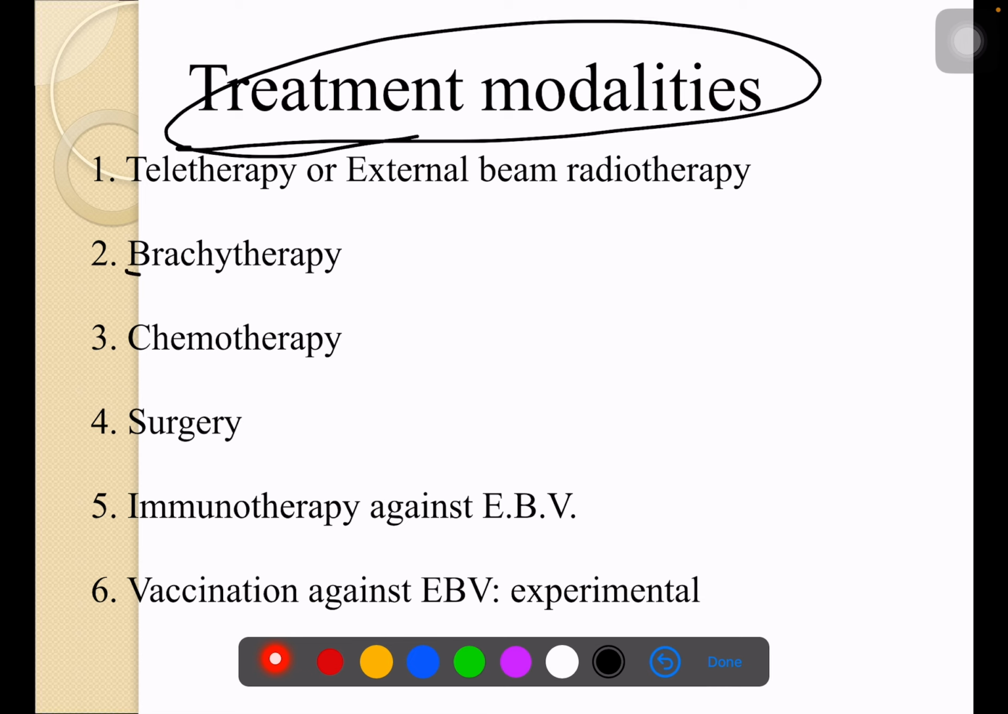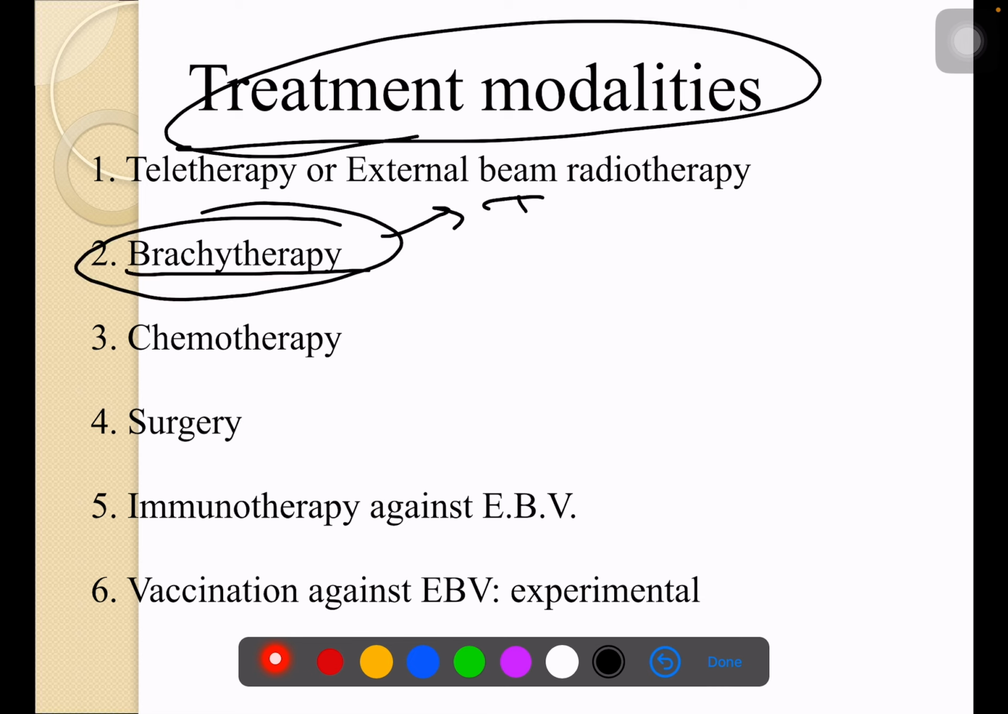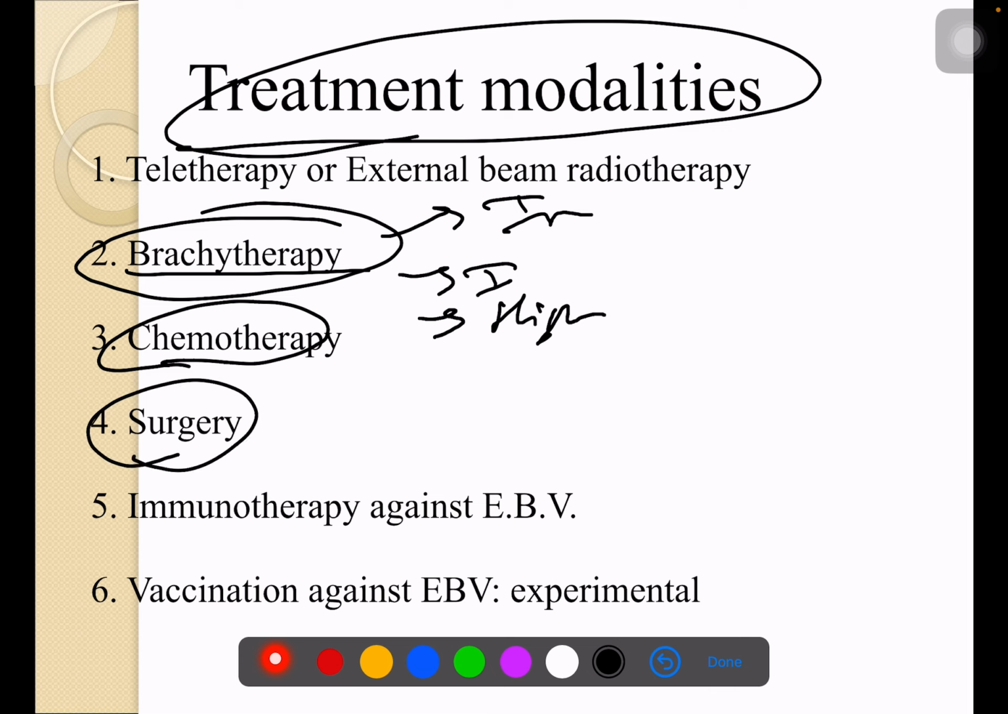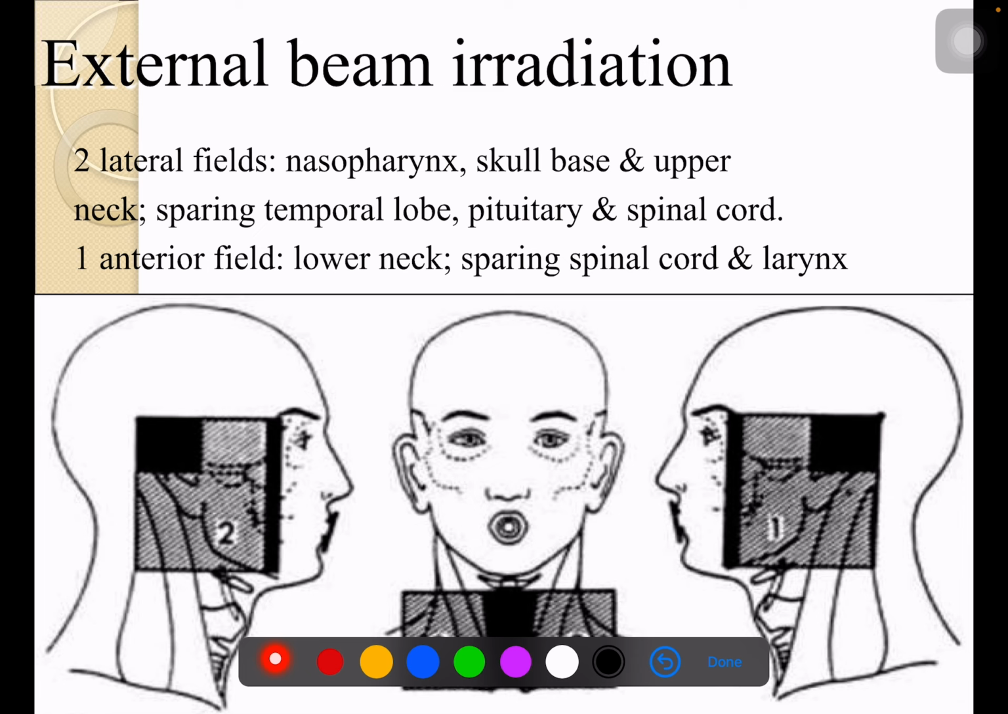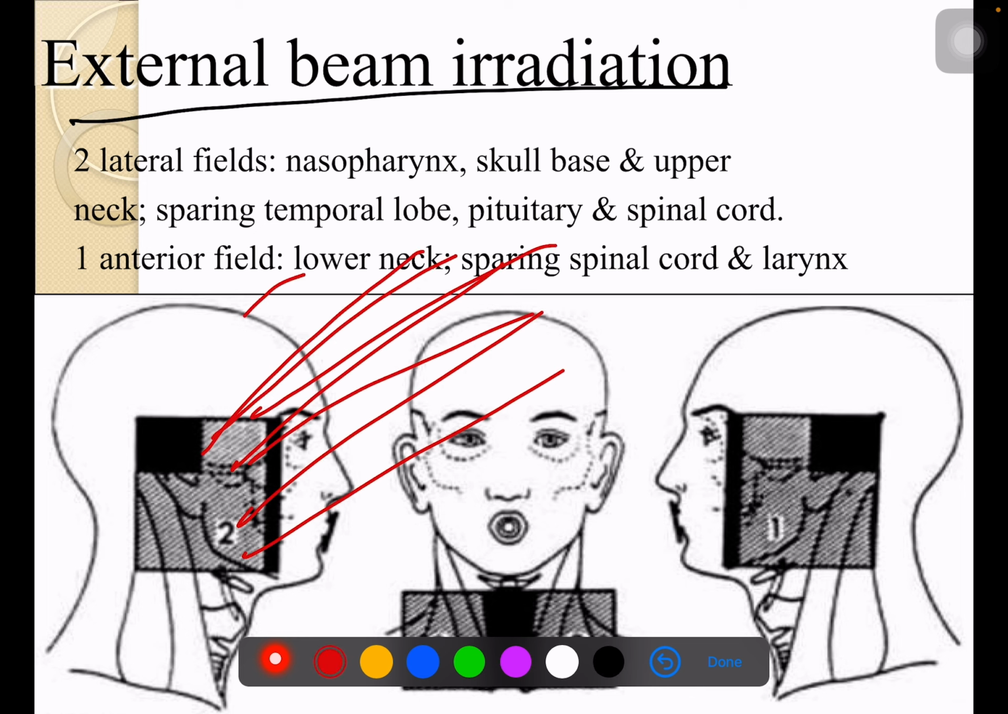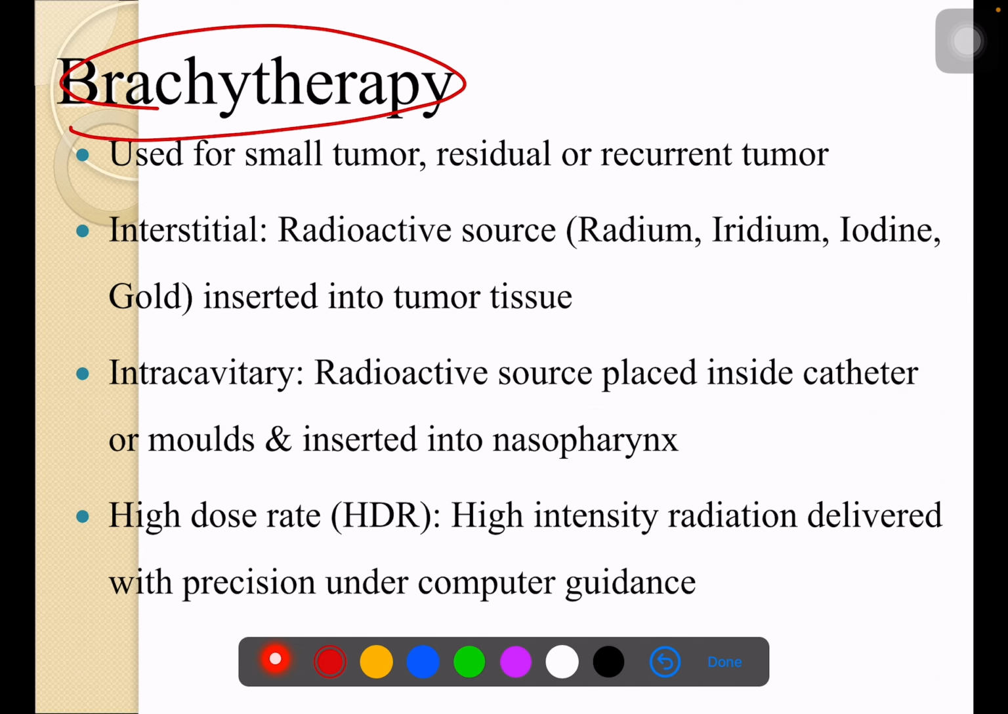Treatment, you can go for brachytherapy. Brachytherapy is of 3 types: interstitial, intracavitary, and high dose. You can go for chemotherapy, surgery. Surgery, you can go for nasopharyngectomy. You can go for radical neck dissection, but the major one being the radiotherapy. The first therapy is radiotherapy, similar to that of your laryngeal cancer. External beam radiation gives radiation all over. When radiation is given all over, surrounding structures are also involved. Brachytherapy, one is interstitial, other one is intracavitary, other one is high dose.